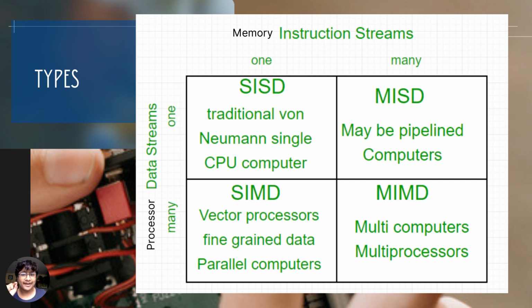Now we're coming to MISD: many instruction streams and one single data stream. SIMD: S stands for single, I stands for instruction stream, M stands for many, and D stands for data streams. So SIMD is single instruction, many data streams. Simple. Now MIMD. MIMD is many instructions, many data streams. Simple.